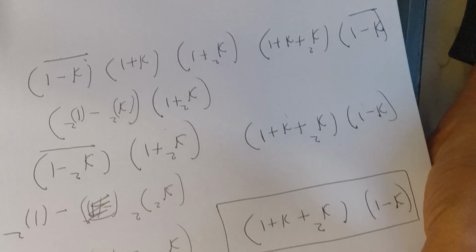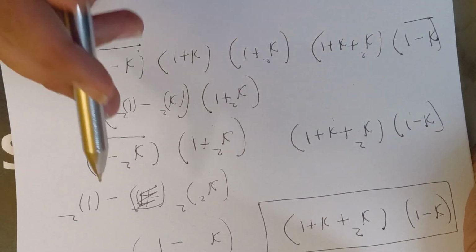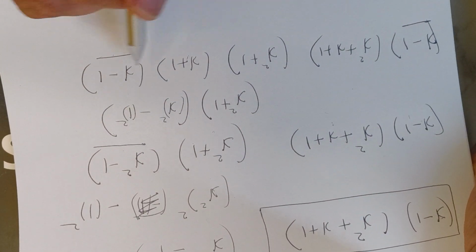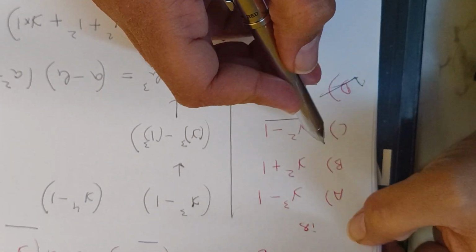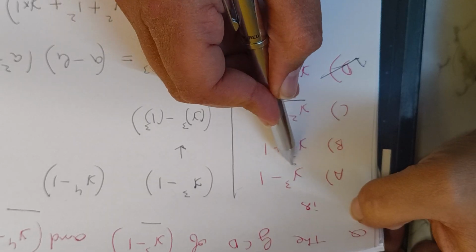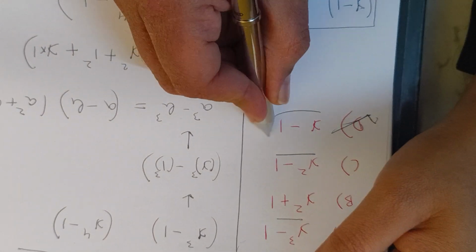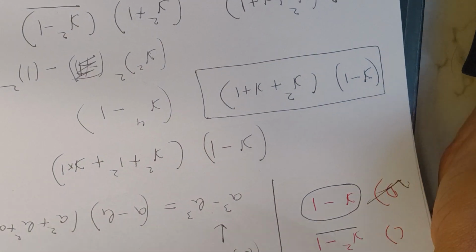We can't have x square minus 1 because it is already factorized here, x plus 1 into x minus 1, so it can't be the highest common factor. And again we can't have x square plus 1 also, and no possibility of x cube minus 1. So this x minus 1 will be the answer.